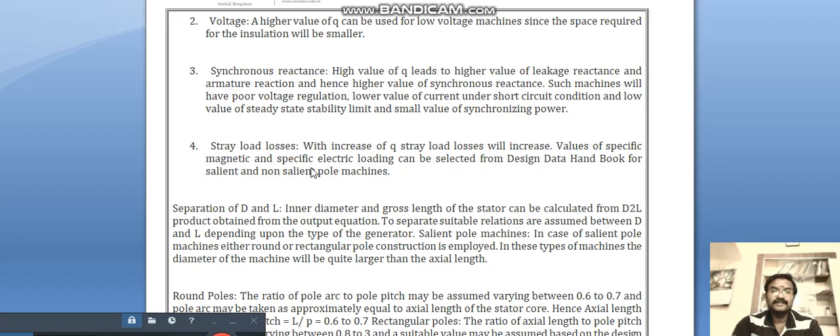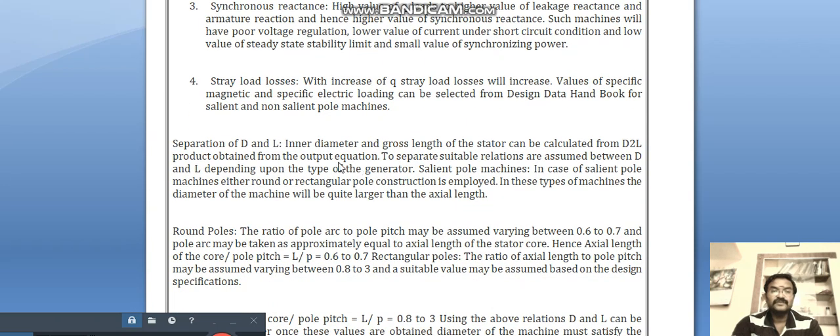Values of specific magnetic and specific electric loadings can be selected from design data books for salient and non-salient pole machines. Separation of D and L: the inner diameter and gross length of the stator can be calculated from the D square L product obtained from the output equation. To separate them, suitable relations are assumed between D and L, depending upon the type of the generators.